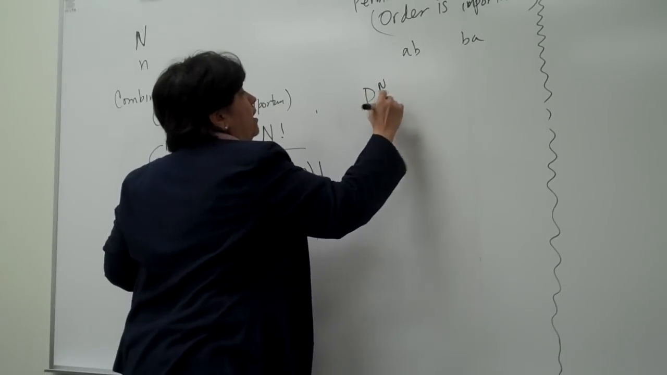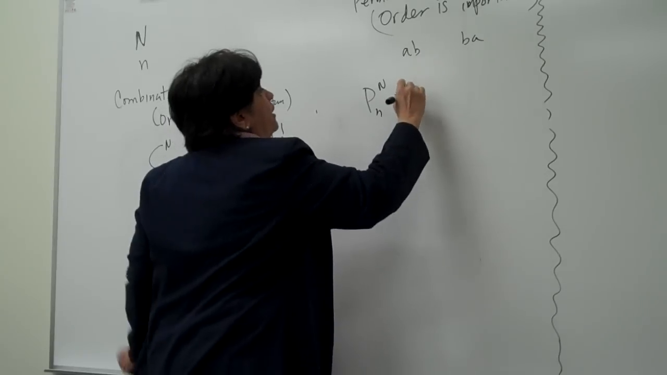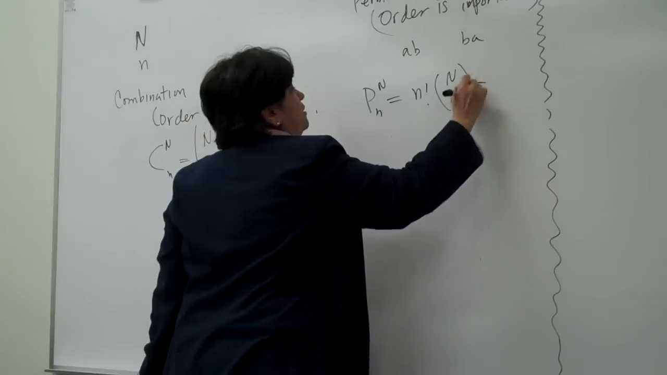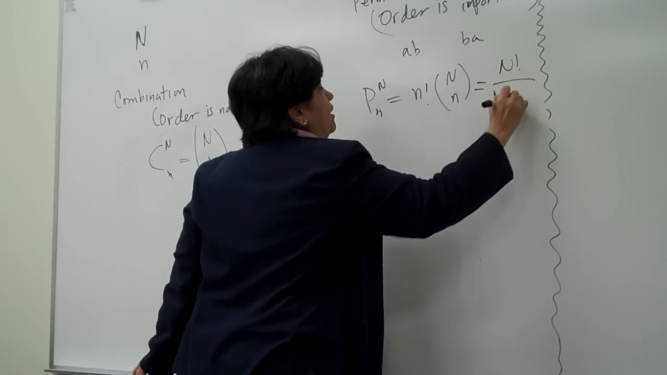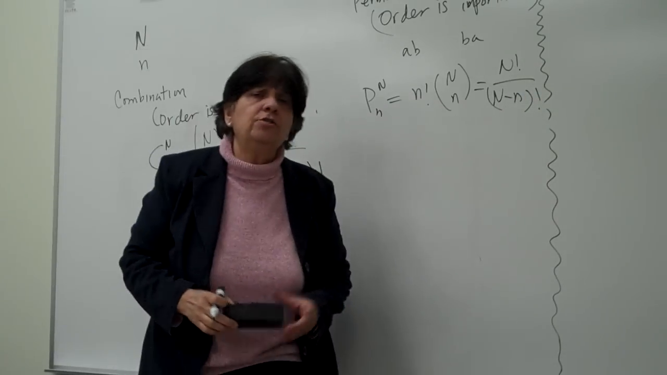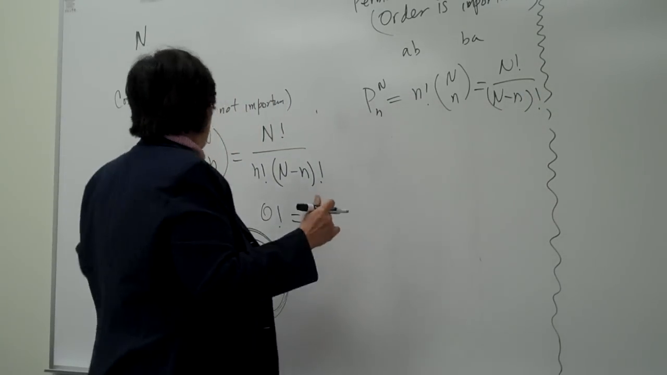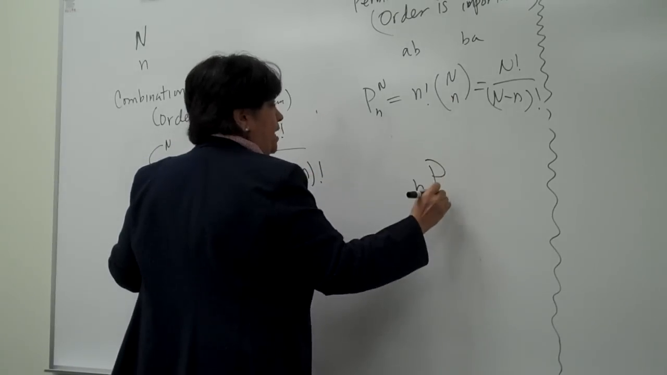P of capital N, lowercase n is equal to N factorial divided by N minus n factorial. And again, by definition, 0 factorial is equal to 1, and you can find this in your calculator in what? NPR.